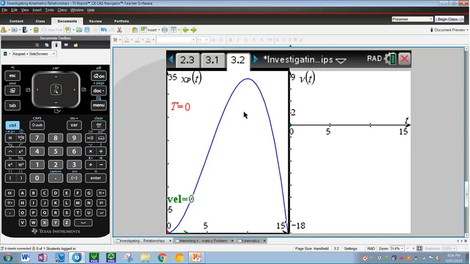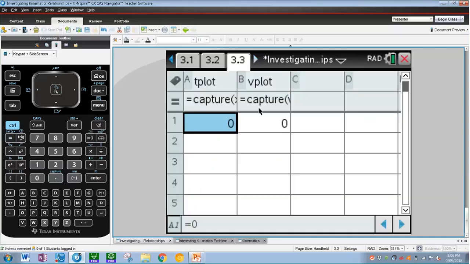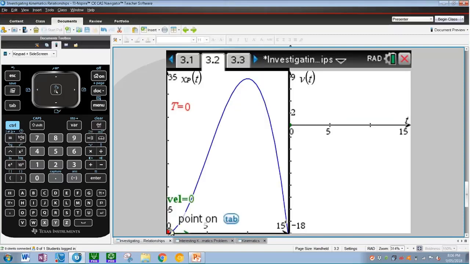Like my previous example, I've again got a data capture set up over here. It's all set up in automatic data capture. So currently I've got time of 0, velocity of 0. So going back there, I'm going to grab that red dot and move it right.